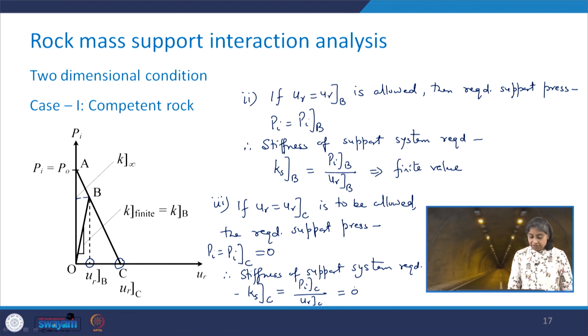So, you see that we have the competent rock and 3 situations: in case you want to arrest the complete deformation, which is represented by this point A; in case you want to allow the maximum deformation such that the support pressure is 0, which is another extreme, that is point C; and another point B which is somewhere in between, and therefore you will have a finite value of the stiffness of the support system. So, this is how we can find out for the competent rock.